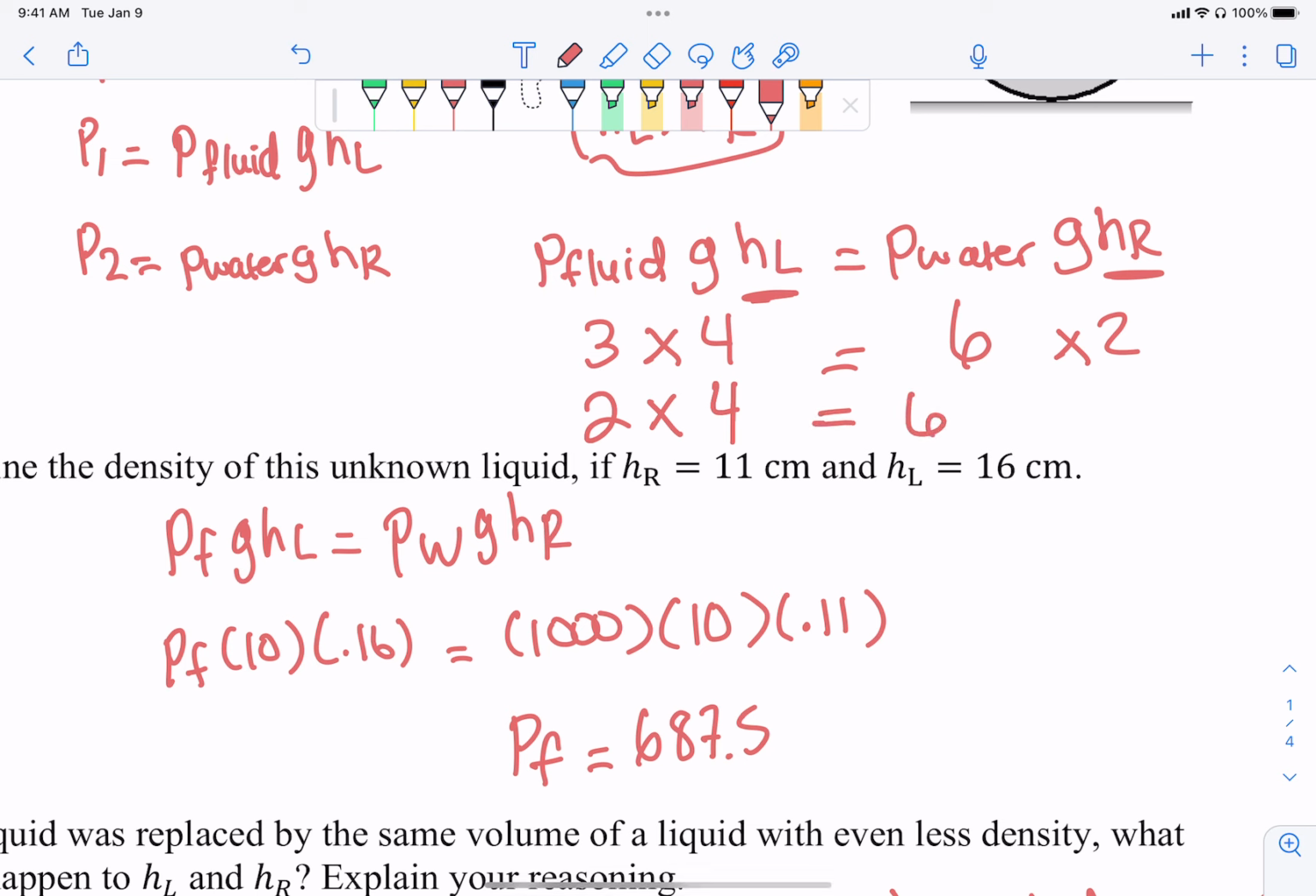Well, the density of water is going to stay the same. Density of water is just water, so that's 1,000 kilograms per meter cubed, so that's 6, right? So then all of a sudden, I'm looking for what's HR, so that HR is going to be like 8 over 6, right? Which is, whatever that is, right? That's just going to be smaller.